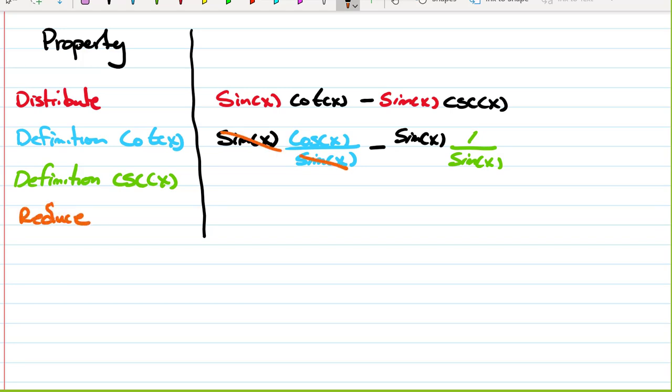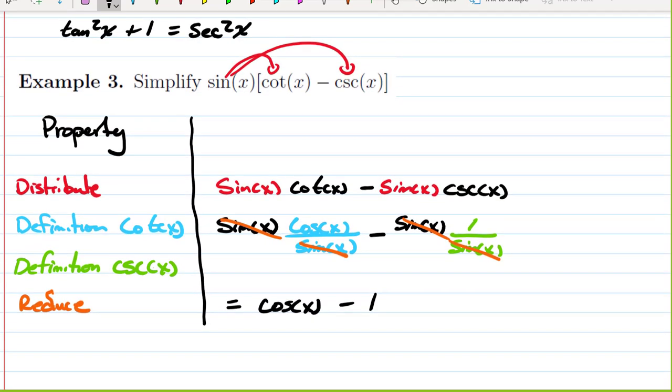So the sine and the sine reduce out, and the sine and the sine reduce out, and finally we're left with cosine x minus 1. So after we distributed and used some of our definitions or trigonometric identities, we were able to simplify the expression sine x times cotangent x minus cosecant x into the cosine of x minus 1.